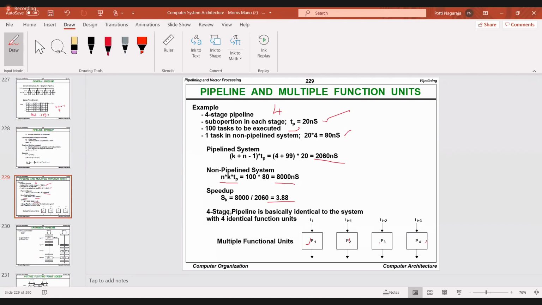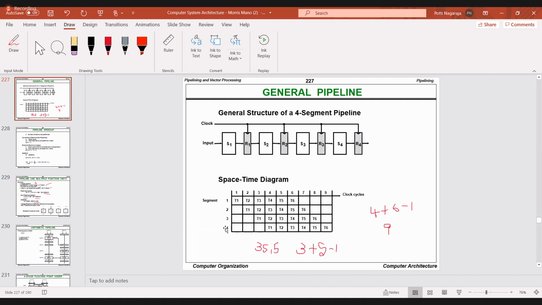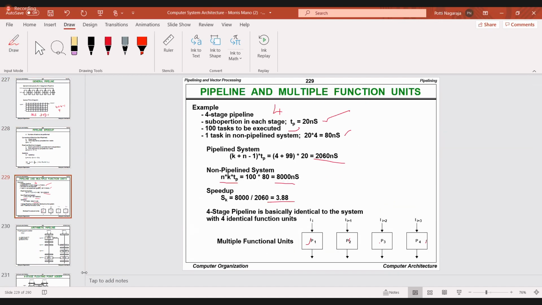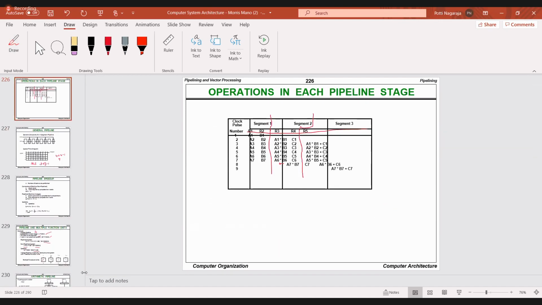In this diagram also, how many segments? 4 segments. And totally how many tasks are there? 6. So the formula is k plus n minus 1. Is it okay, all of you? Are you understanding what I said? So once again, I'm just revising.